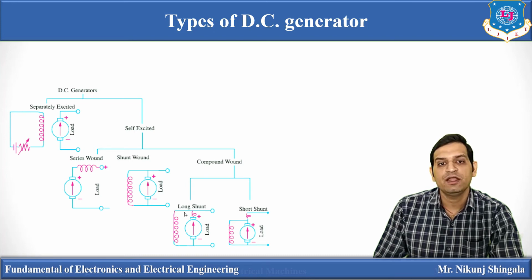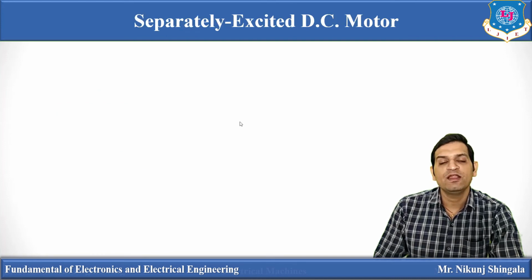If the long part is connected, then it is a long shunt. If the short part is connected, then it is a short shunt. So these are the classifications of different kinds of DC generator, DC machine. Now moving towards the next one, that is a separately excited DC motor.